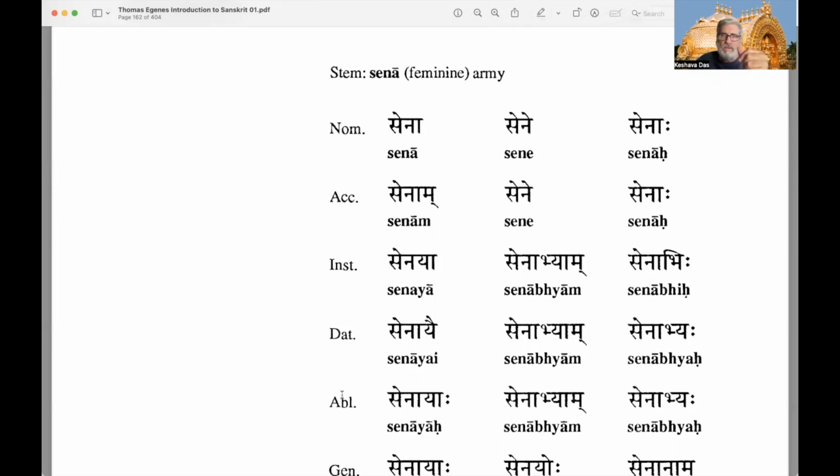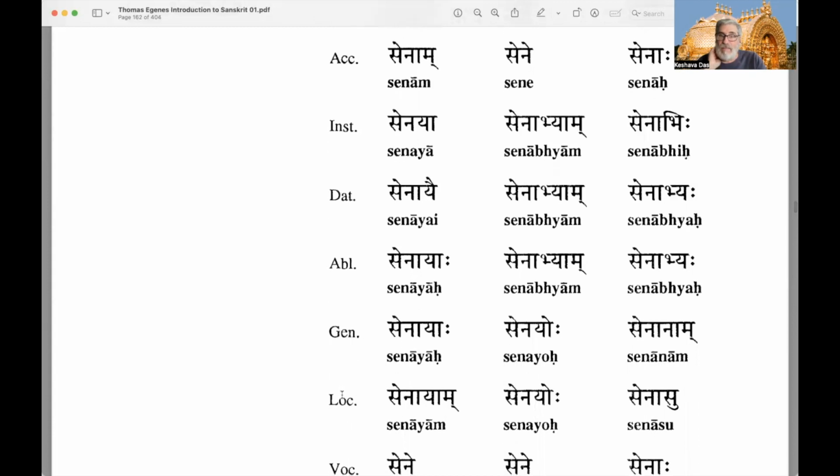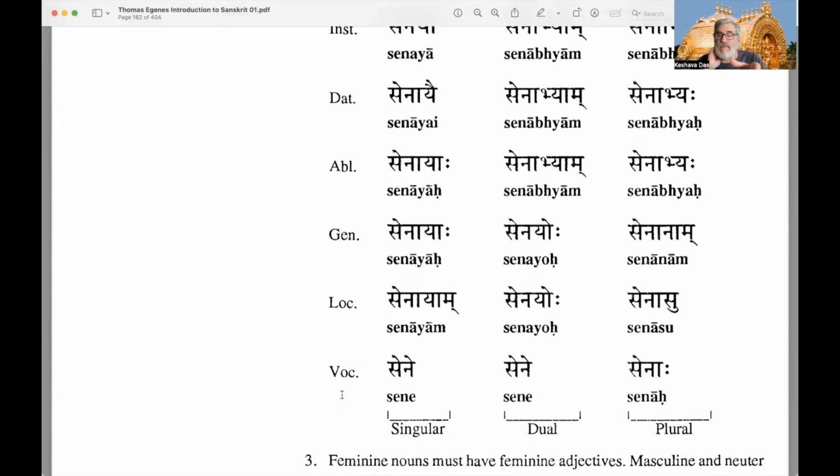We could use Radha. If it was Radha, we would go from nominative singular, dual, and plural down to locative: Radha, Radhe, Radhaḥ, Radhām, Radhe, Radhaḥ, Radhayā, Radhābhyām, Radhābhiḥ, Radhāyai, Radhābhyām, Radhābhyaḥ, Radhāyāḥ, Radhābhyām, Radhābhyaḥ, Radhāyāḥ, Radhayoḥ, Radhānām.